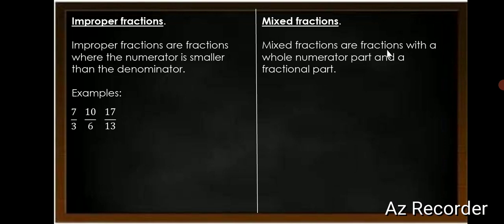Mixed fractions are fractions with a whole number part and a fractional part. Taking a look at some examples, we have this first fraction here. 9 is referred to as the whole number part, and 1 over 3 is referred to as the fractional part. So this is pronounced as 9 whole number 1 over 3. Another example, this is 7 whole number 1 over 2. Another example, this is 9 whole number 2 over 5.